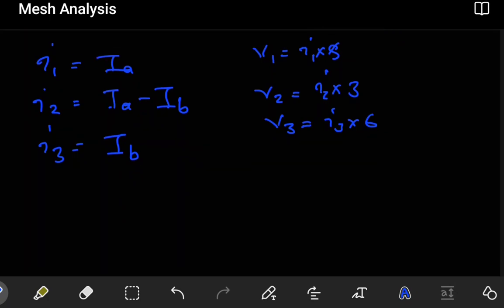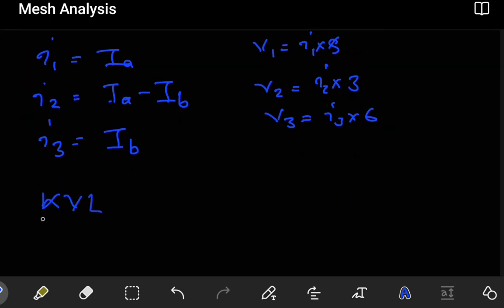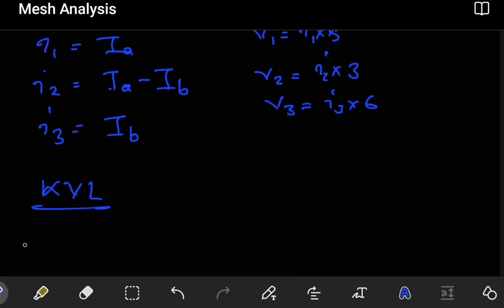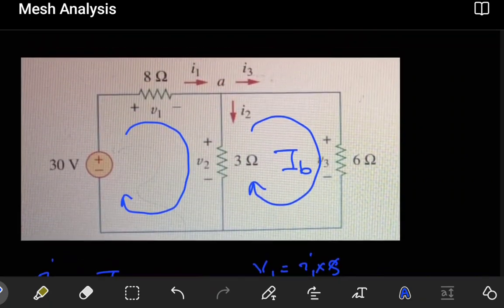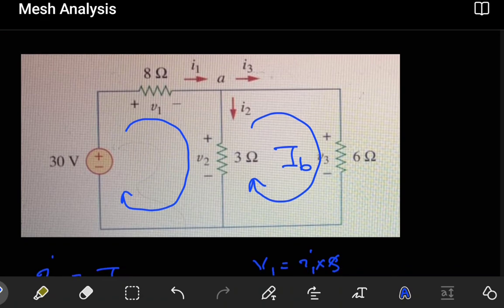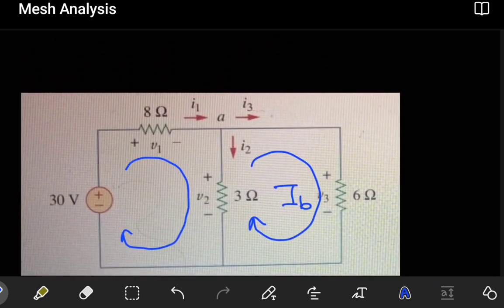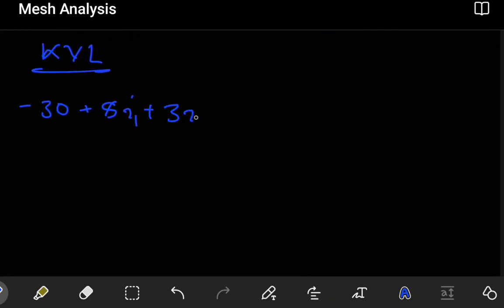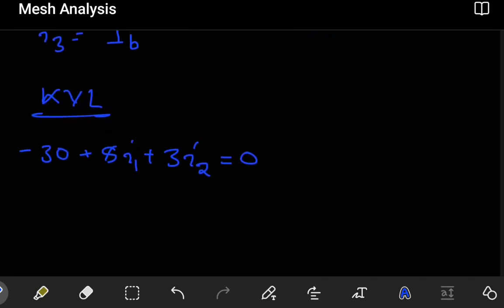So with the relationships done, the next part is to use KVL for each mesh. We're going to pick the first one. So let's do KVL here. I find the 30 at the negative part, so I have minus 30. Then I find the 8 ohm at the positive part, so I have 8 I1. Then next I find the 3 ohm at the positive part, so that's plus 3 I2. That's the last one, so this has to be equal to 0.